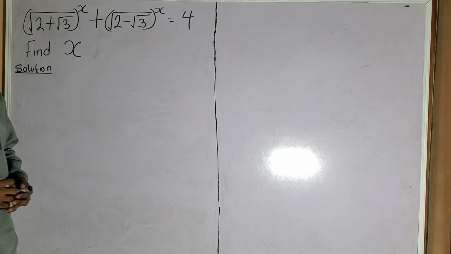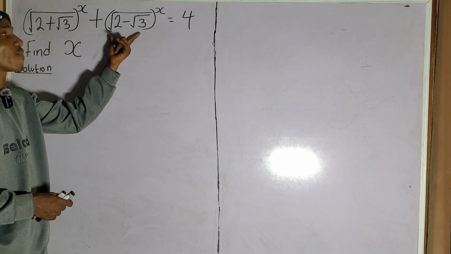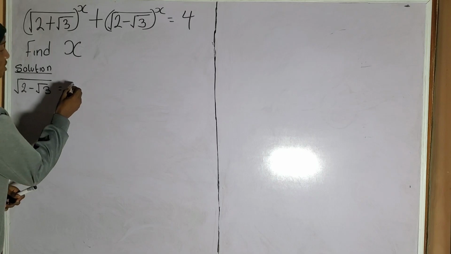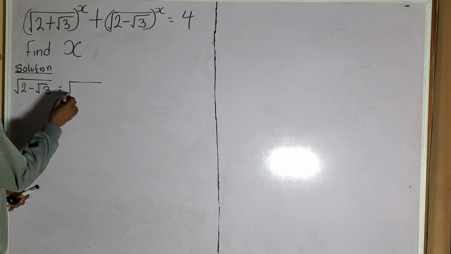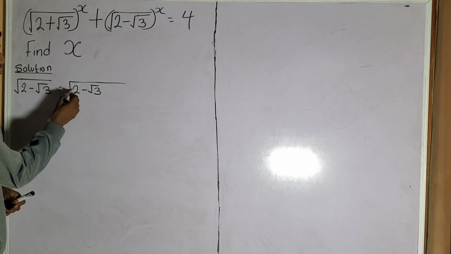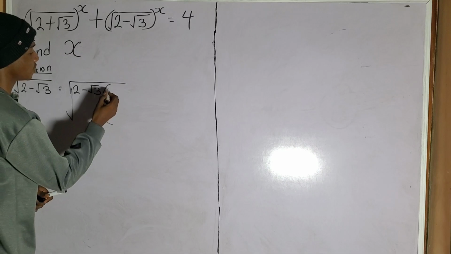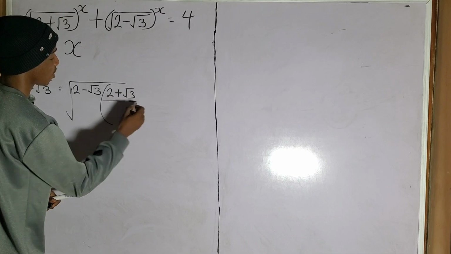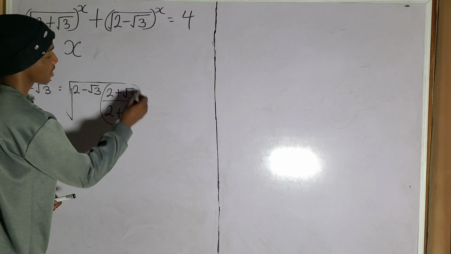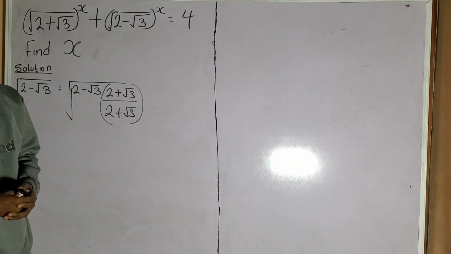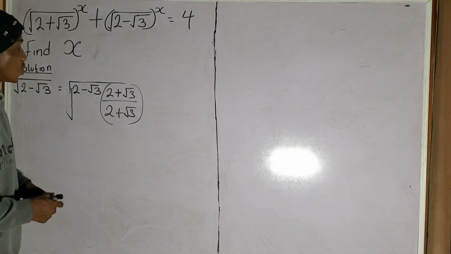The first thing I would like to do here is that I'm going to rewrite this square root of 2 minus root 3. Square root of 2 minus root 3 can be written as square root of 2 minus root 3, please pay attention, multiplied by square root of 2 plus root 3 all over 2 plus root 3. I'm very sure you will have heard of the conjugate of a surd, you understand? I just multiply both the numerator and the denominator by the conjugate. Do you understand? So I've not done anything.